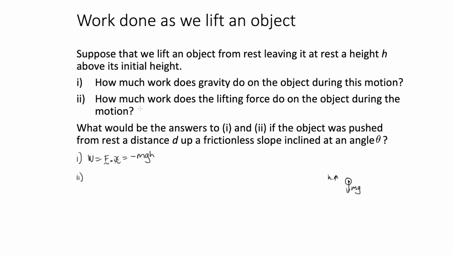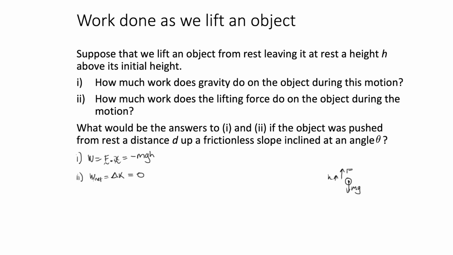Now, part 2 says, how much work does the lifting force do on the object during the motion? Because now we were moving it up, so we did apply an upwards force to get it up through this height. So to work this out, we're going to need to use our work kinetic energy theorem, which tells us that the total work done, the net work, is equal to the change in the kinetic energy. And in this case, it starts from rest and it ends at rest. So the change in the kinetic energy is 0.